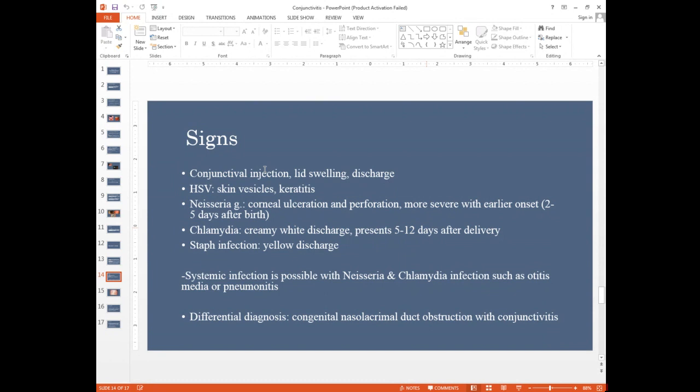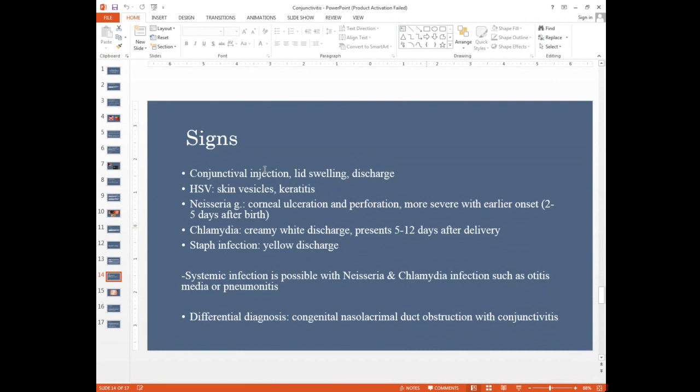With Neisseria, you have to be aware that it can cause severe infection to the point where the patient may have some systemic involvement, otitis media, pneumonitis. So it's a significant condition to be aware of, and it's very important to swab them. Neisseria and chlamydia produce a discharge, but chlamydia is usually a creamy white discharge. Neisseria can even cause ulcers in an intact cornea and even lead to perforation.